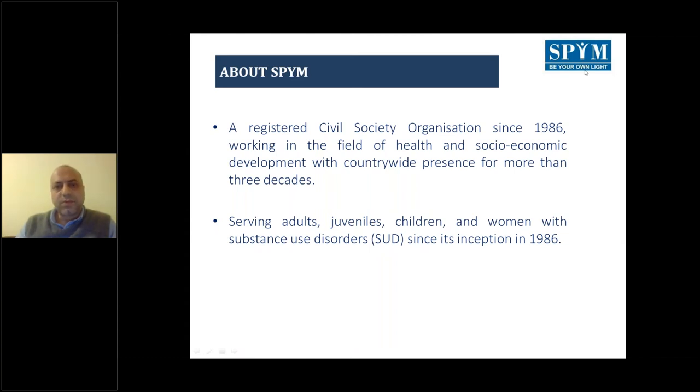The Society for Promotion of Youth and Masses is an organization that has been working for more than three and a half decades. We started working with adults, juveniles, children and women on substance use since 1986. But we have been working primarily among juveniles for around 11 years, since 2010.